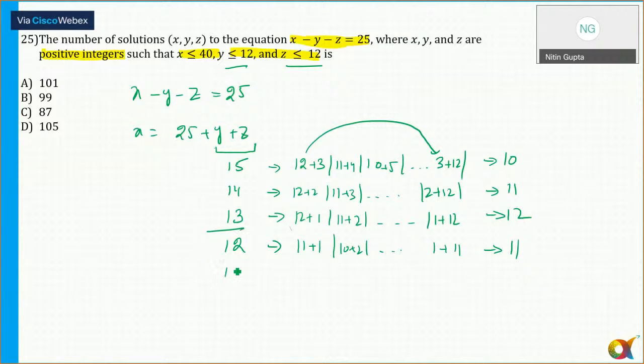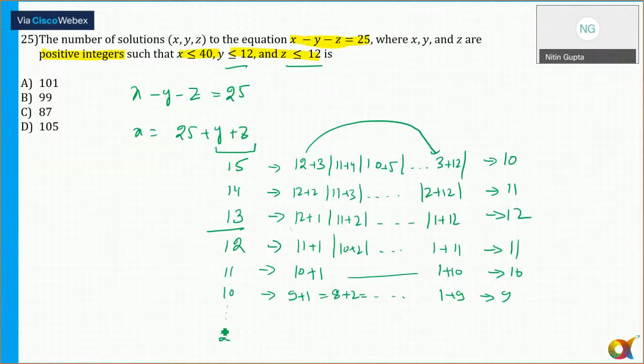Now, when it is 11, starting from 10 plus 1, 9 plus 2, 8 plus 3, till 1 plus 10. Again, the total number of solutions is 10. If it is equal to 10, we'll say 9 plus 1, 8 plus 2, till 1 plus 9. So 9 solutions.